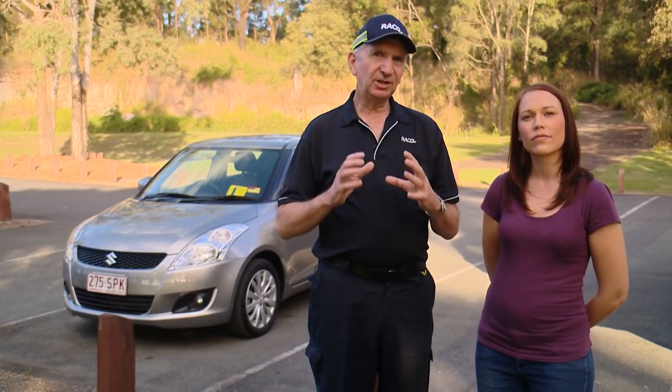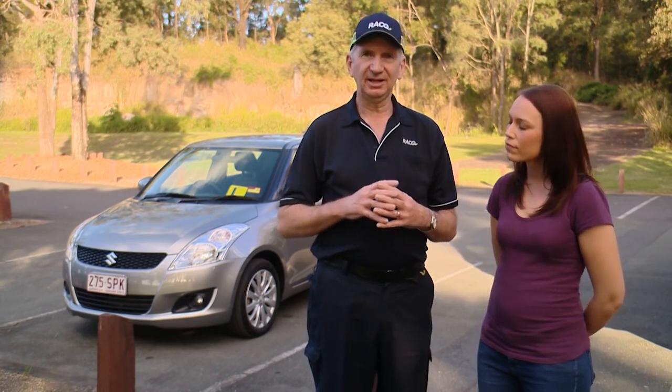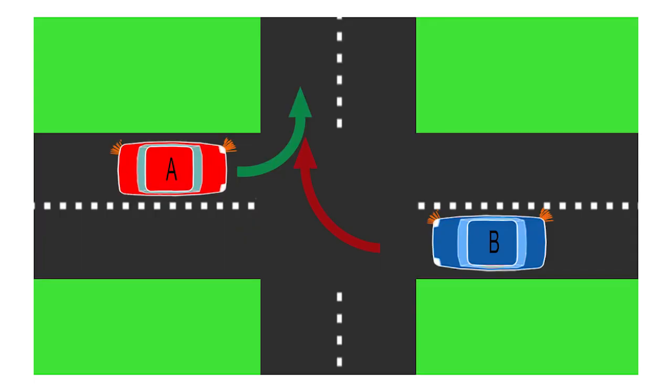If you're planning to do a U-turn, you must give way to all other vehicles before turning. If you're turning right at an intersection, you must give way to vehicles coming from the direction that are driving ahead straight through the intersection, or if they're turning left at the intersection. Now, vehicle B gives way to vehicle A.